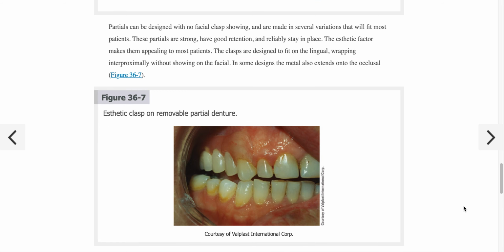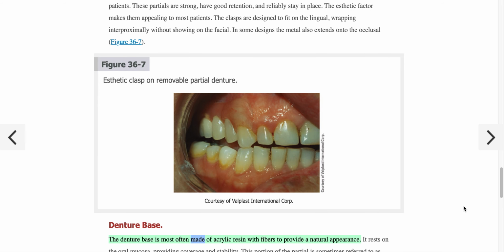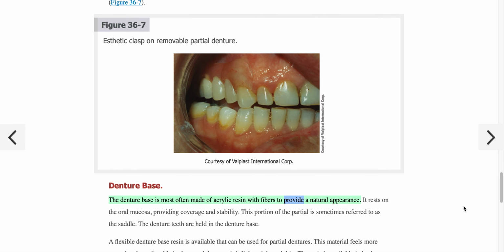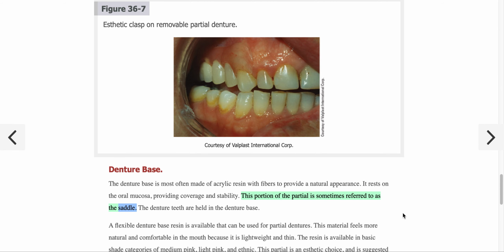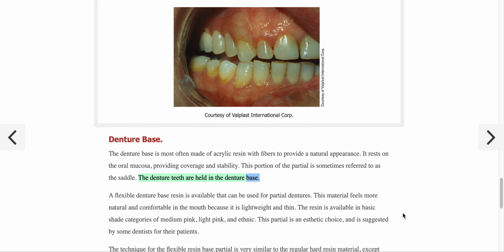Denture base. The denture base is most often made of acrylic resin with fibers to provide a natural appearance. It rests on the oral mucosa, providing coverage and stability. This portion of the partial is sometimes referred to as the saddle. The denture teeth are held in the denture base.